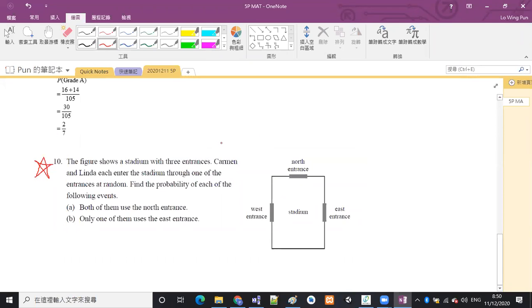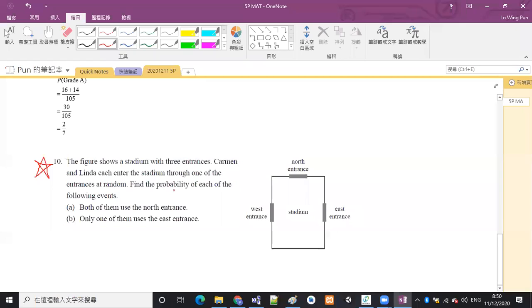The reason for the star is that from this question on, we have 2 times of selection. Which 2 times? The first selection is by Carmen. So Carmen can select an entrance, right? And then the second selection is by Linda. Linda can also select an entrance to enter the stadium.